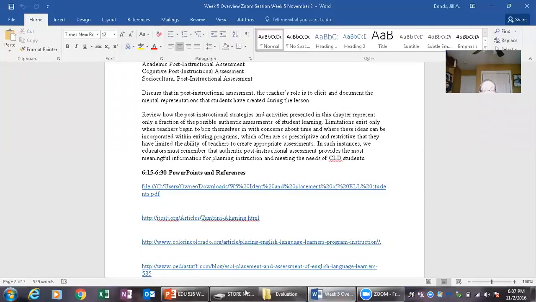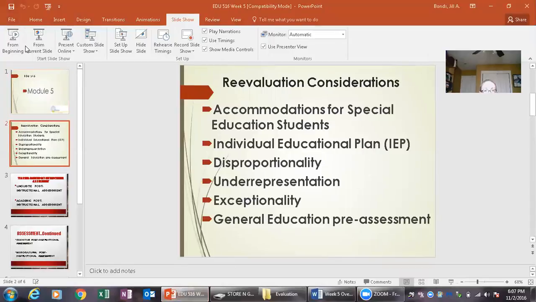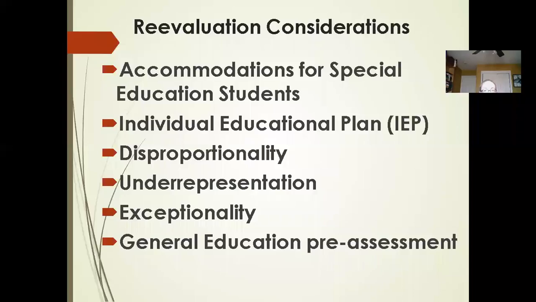I'd like to go ahead and take this time to go over the PowerPoint. Reevaluation consideration. Accommodations for special education students. Individual education plans. We need to remember that we have to continue to reassess these IEPs each year and throughout the year to make sure that they're aligning with the benchmarks and objectives.